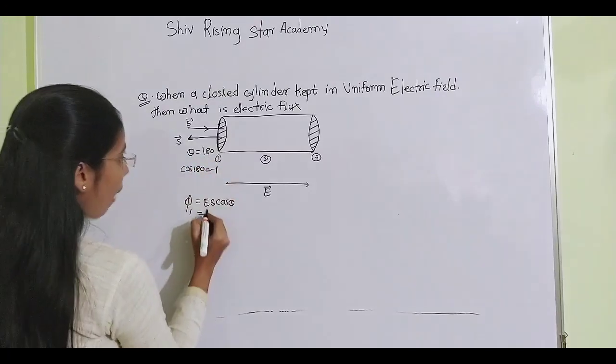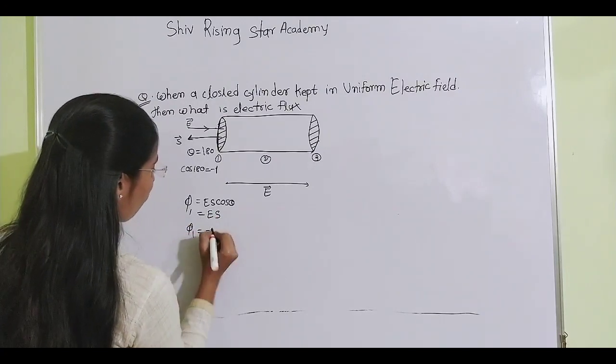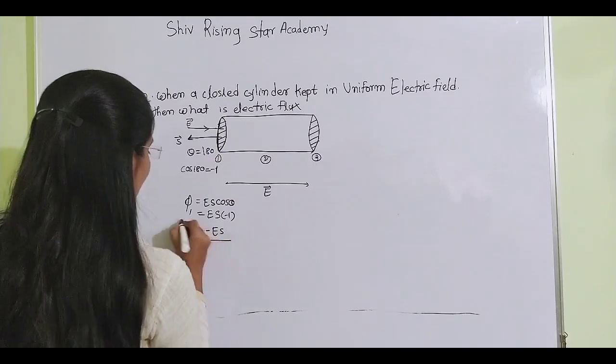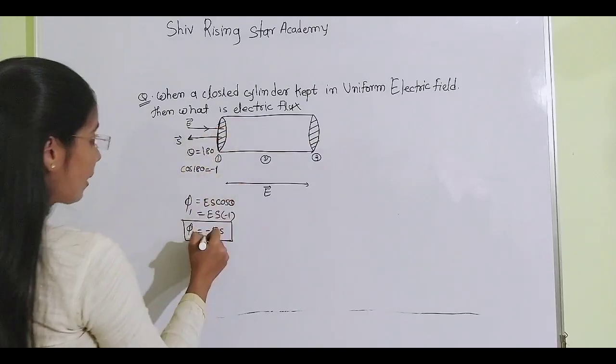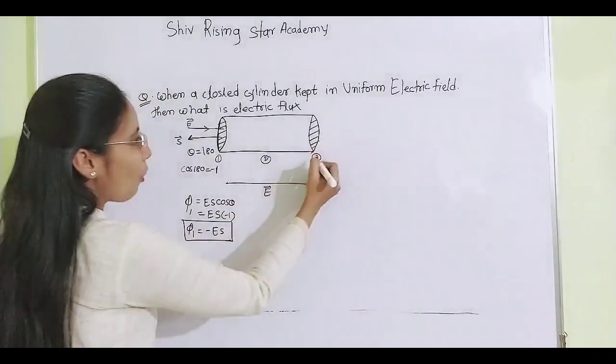So cos 180 is minus 1, so phi 1 is equal to minus ES. So the electric flux through the first surface is minus ES.